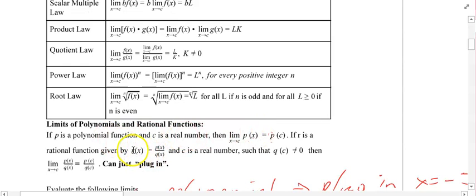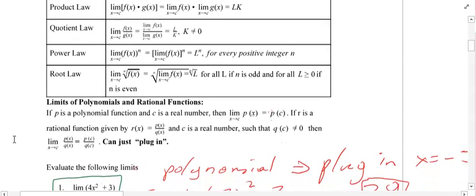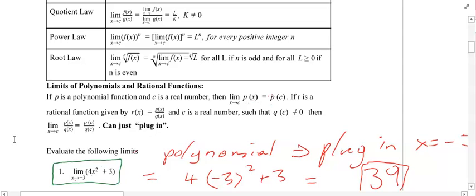And for a rational function, r of x is equal to p of x over q of x. C is a real number such that q of c is not equal to 0. Then the limit as x approaches c of p of x over q of x is equal to p of c over q of c. That means that for polynomial and rational functions, the first thing that we want to do is to just plug in the constant.